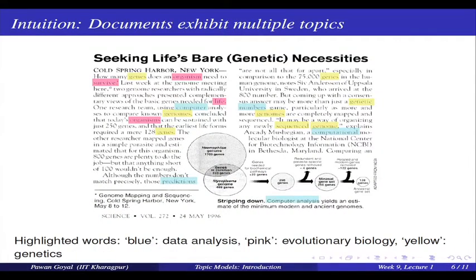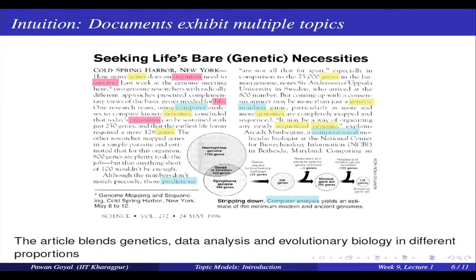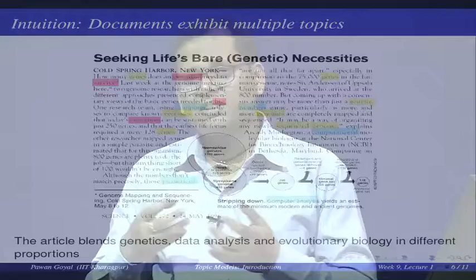So, can we capture that in an unsupervised manner, without someone having to manually annotate this? These are the themes in this document. You see blue is about data analysis, pink is evolutionary biology, and yellow is genetics. This article is blending these three topics in different proportions, and that is the motivation. That is the hypothesis we have about our corpus.